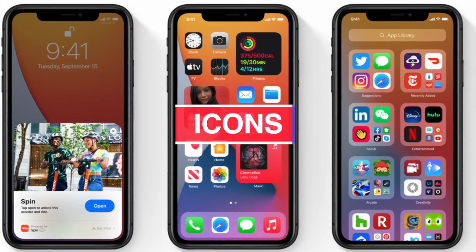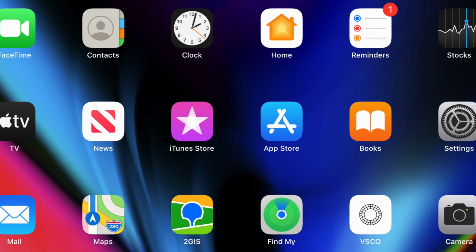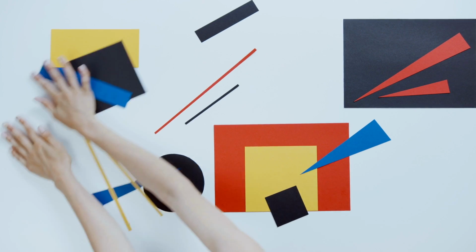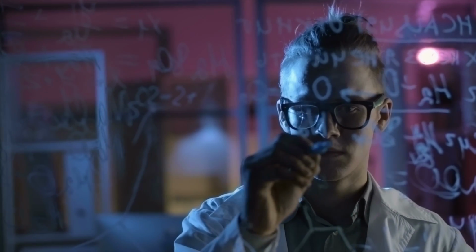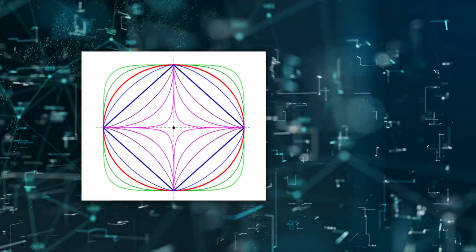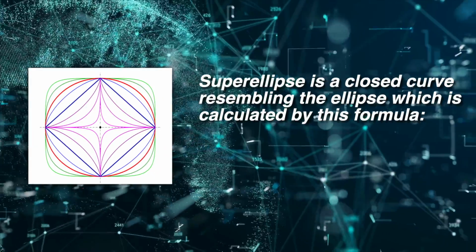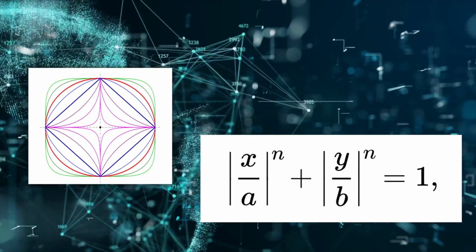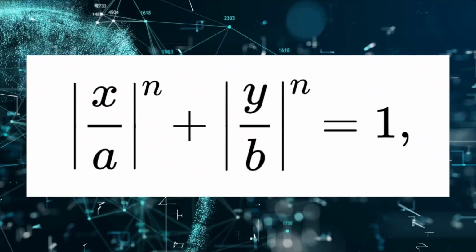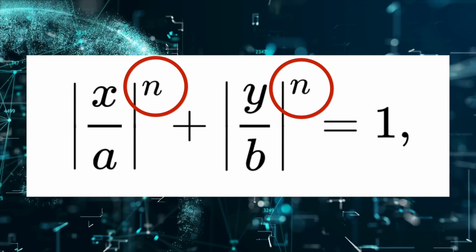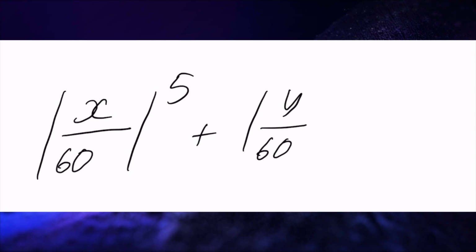Let's start with icons. At first, they seem like normal rounded squares, nothing special, right? But Apple actually did something impressive here. Apple's icons are mathematically calculated, which are called superellipse. Superellipse is a closed curve resembling the ellipse, which is calculated from this formula. The equation creates a closed curve being restricted by a rectangle, so changing the value of n will change the angle of a curve. So in order to get an Apple icon, we need to implement this exact formula.